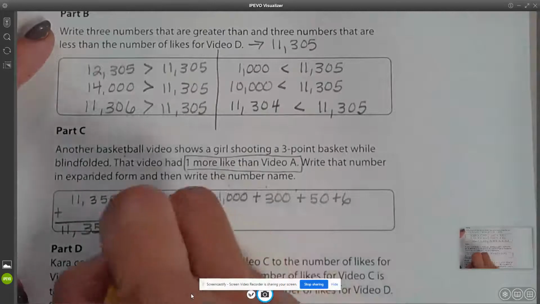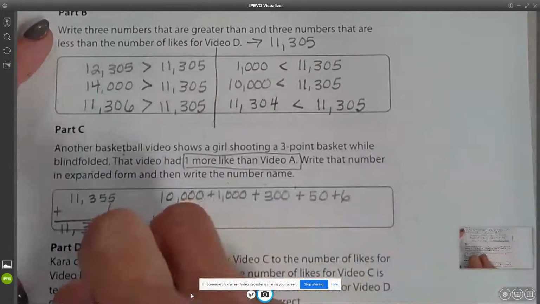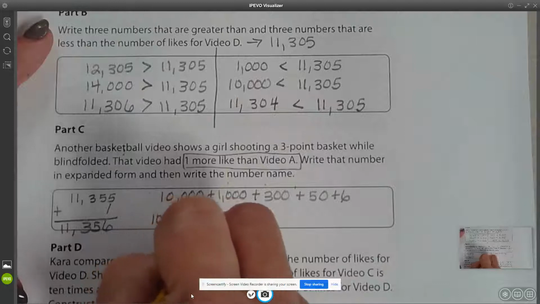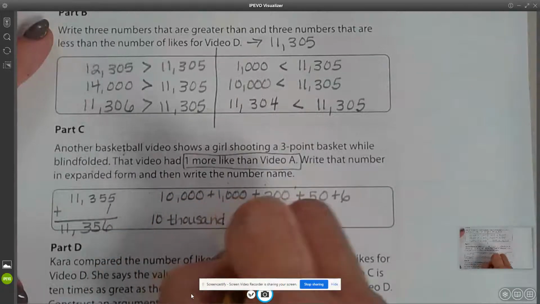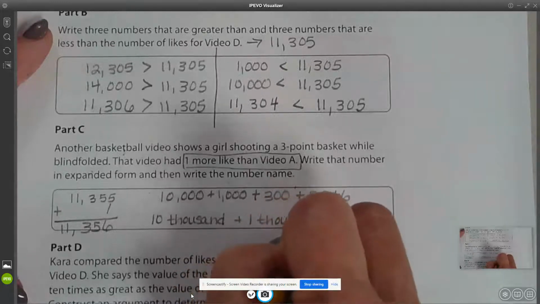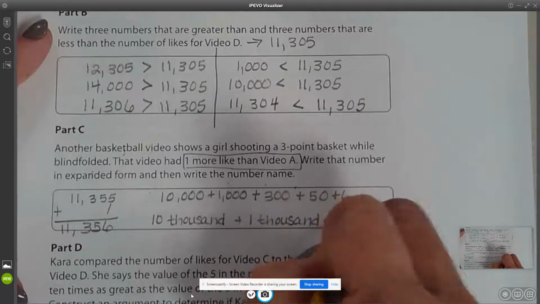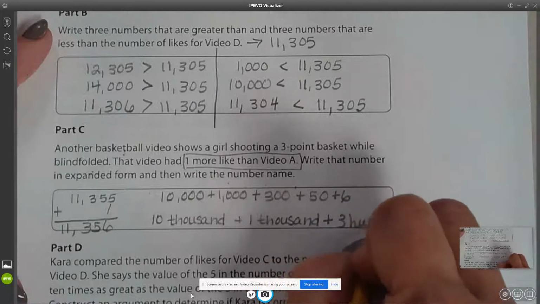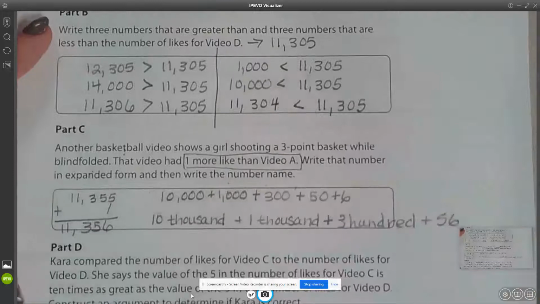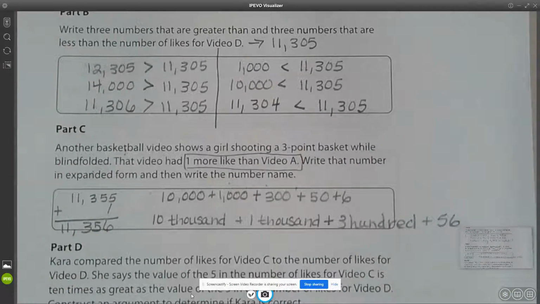And the number name, we could do 10,000 plus 1,000 plus 300 plus 56. Remember that short word form, and I told you that you could use that if you wanted.